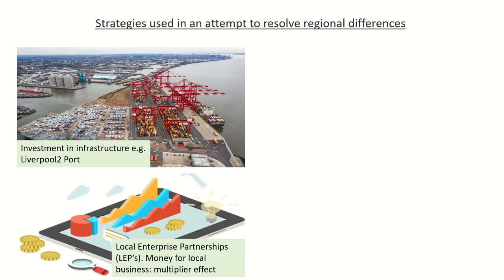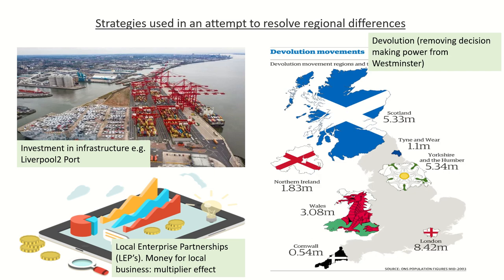multiplier effects to occur. Same idea here is something called a local enterprise partnership, an LEP. Places like Liverpool and Preston in Lancashire are using these extensively. What these LEPs do is provide money for local businesses, like small loans, to help them get started up. That creates multiplier effects for the economy.